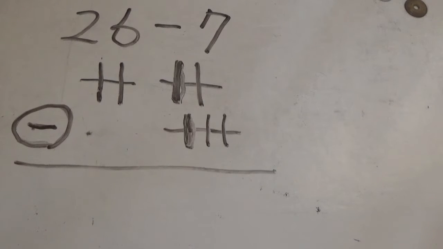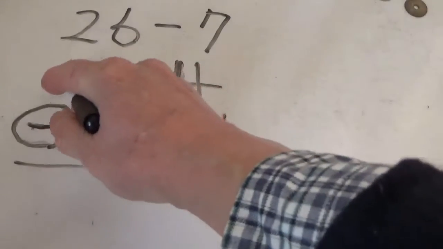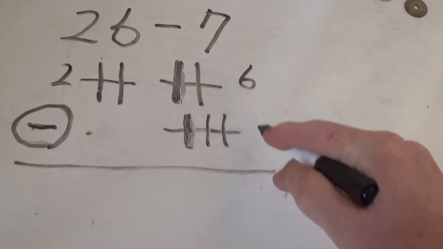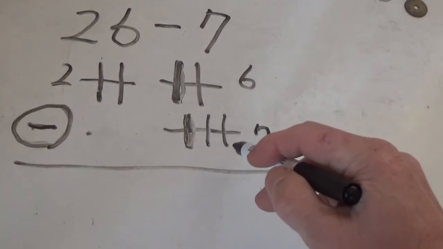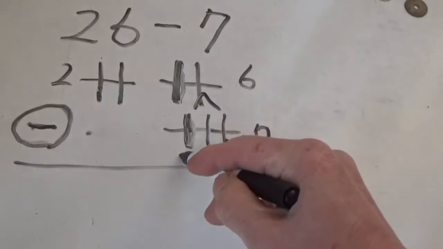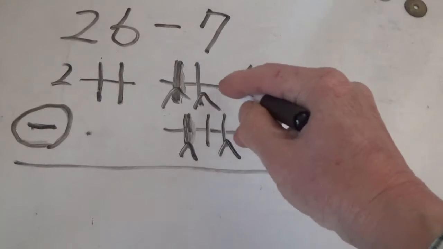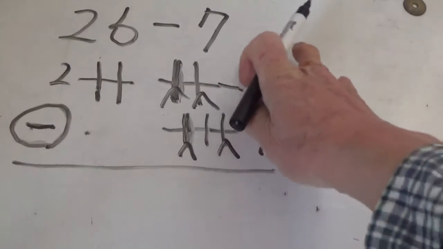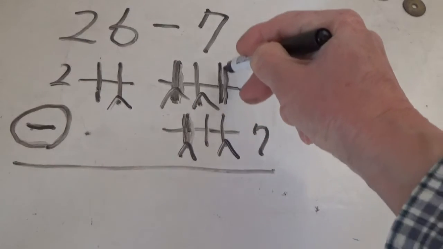Let's do subtraction with the borrowing process. 26 minus 7. This is 20 and 6, minus 7. Okay? I will subtract, and the remaining is 1. But there is no 1, so I will borrow 10.